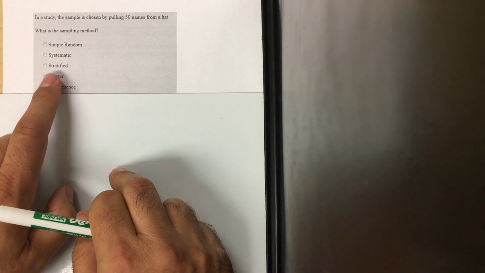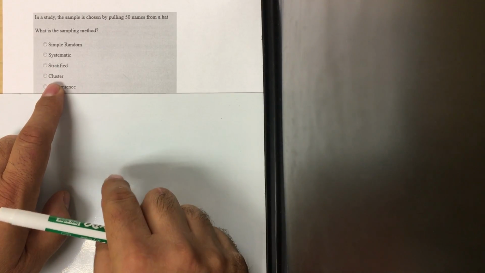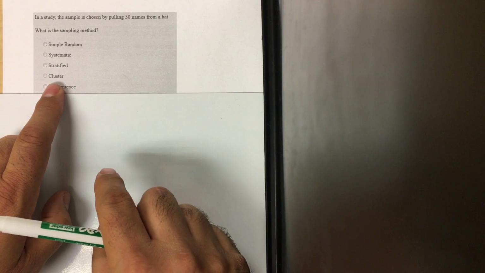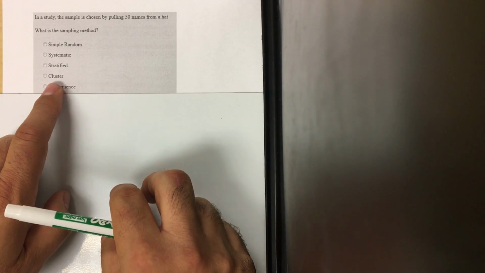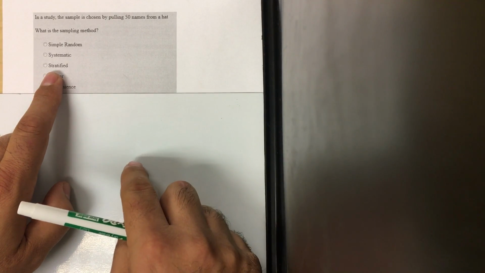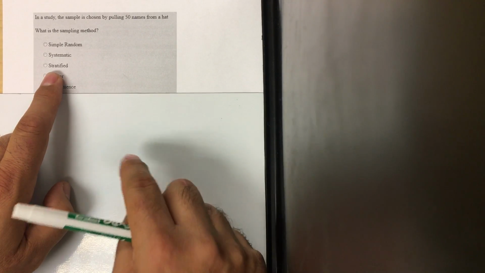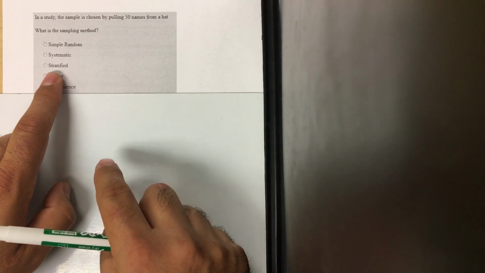So the difference between cluster and stratified is often a source of confusion for students. In a cluster sample, you randomly select a group, and then you take everybody in that particular group. For stratified, you break the population into subgroups, but then you randomly select from those groups, and you don't take the entire subgroup, you just randomly select from each subgroup.